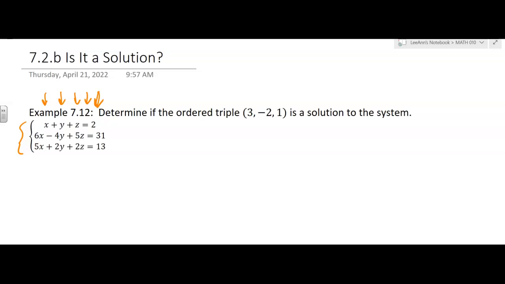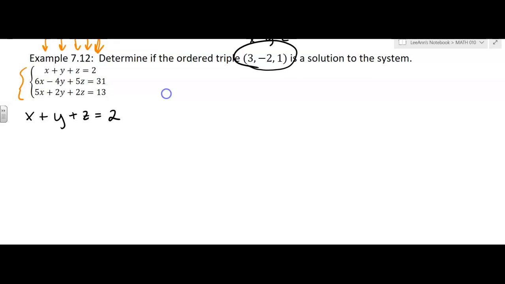Okay, so this problem says determine if the ordered triple, so they give us the answer, is a solution to the system, or a proposed answer. So we don't know if it's an answer or not. So there's x, y, and z, and we're just going to plug them in one at a time for each equation. So the first equation, x plus y plus z equals 2. I always put a line through my z so it doesn't look like a 2. Really helpful because sometimes we have 2's and z's and things like that.